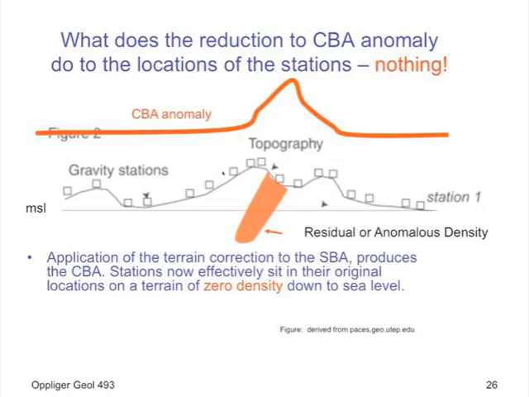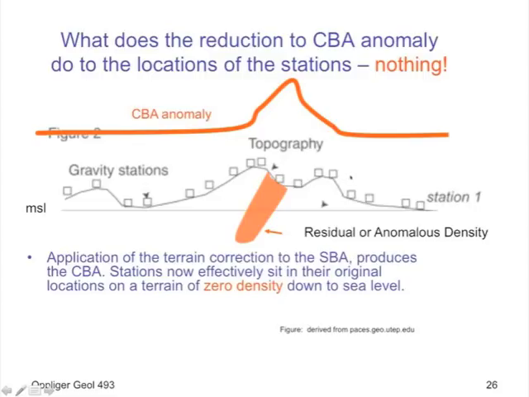All we're doing, in doing the terrain correction and the elevation reduction, the Bouguer slab reduction to the simple Bouguer anomaly and the complete Bouguer anomaly, is that we've assumed we've left the stations in their original locations at their original elevations, but we've now said, all right, they're sitting on a terrain of zero density down to sea level or down to the datum, our local datum, if that's what we're using. So that's all we've done.